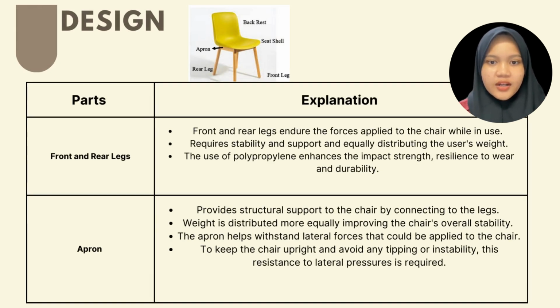For the front and rear legs, the legs are crucial for stability, distributing weight evenly to prevent wobbling and toppling. Polypropylene enhances durability and impact resistance, ensuring the chair withstands daily use. The last part is the apron, a structural component that reinforces the legs. The apron improves overall stability by resisting lateral forces when the user leans on the chair or shifts weight.